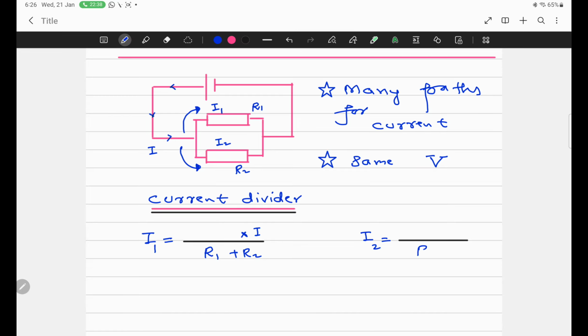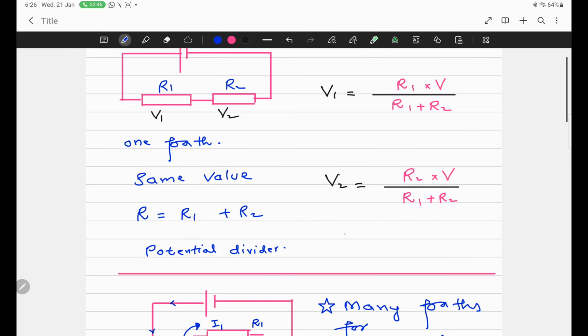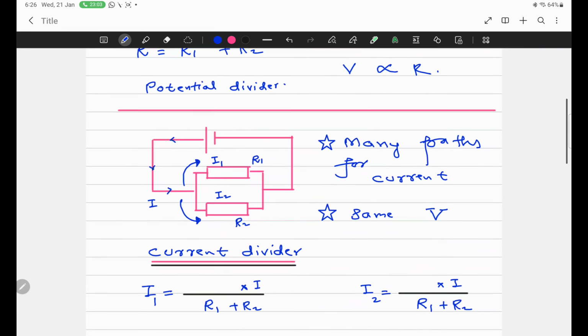I2 is equal to R1 plus R2. Current is divided. You know, in Ohm's law, V is equal to IR. Voltage and resistance are directly proportional. So V1 corresponds to R1, V2 corresponds to R2.